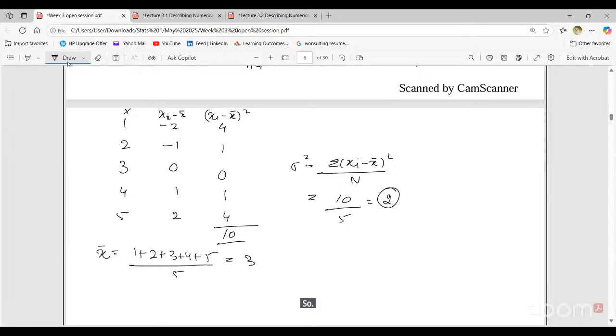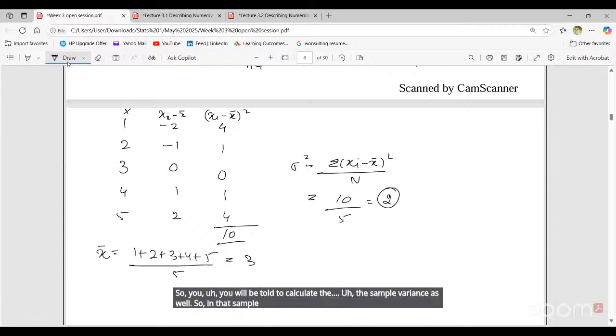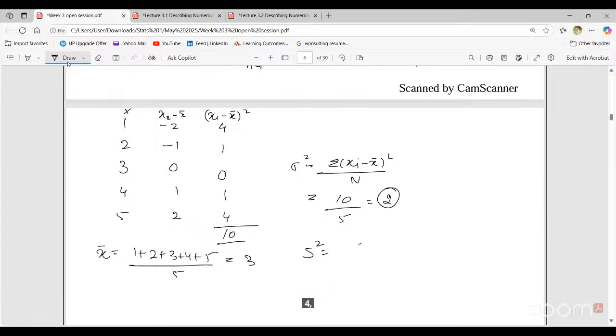You will be told to calculate the sample variance as well. In the sample variance, S square would be the summation, that is 10, divided by 5 minus 1, that is 4. 10 divided by 4 will be equal to 2.5.